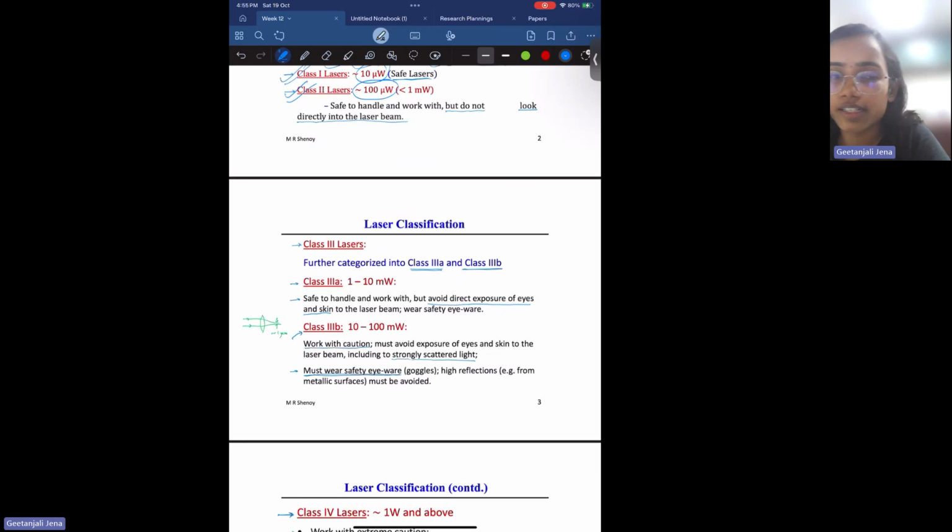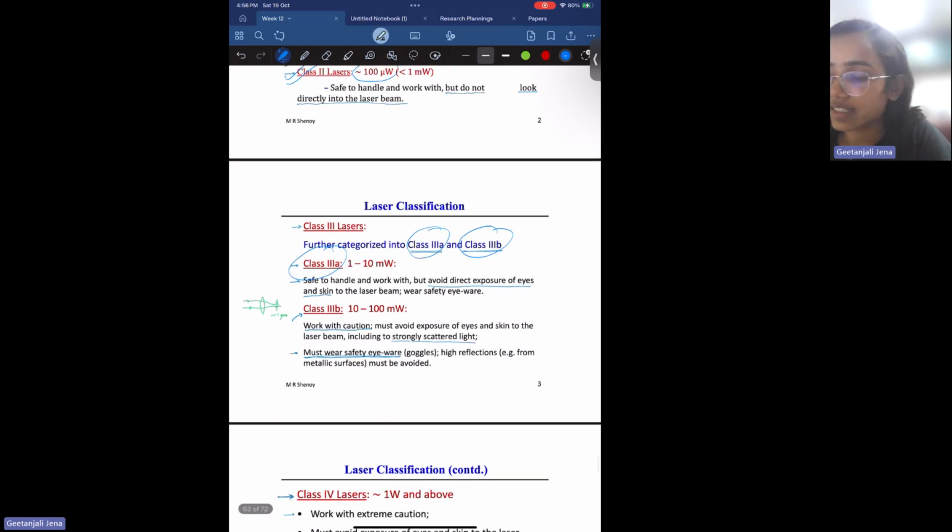Class 3 laser is sub-classified into two types. One is class 3A and another one is class 3B. The class 3A has power in the order of 1 to 10 milliwatt. These are safe to handle and work with, but don't look at the laser directly because the high intensity will damage the retina. So it is advised that you don't look at the laser directly through your eyes.